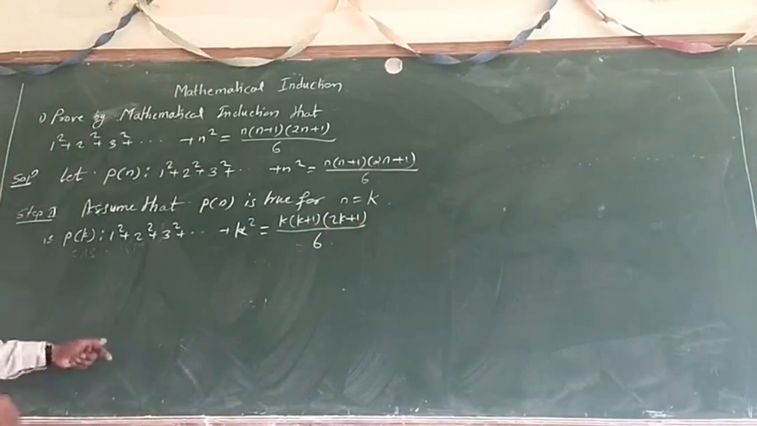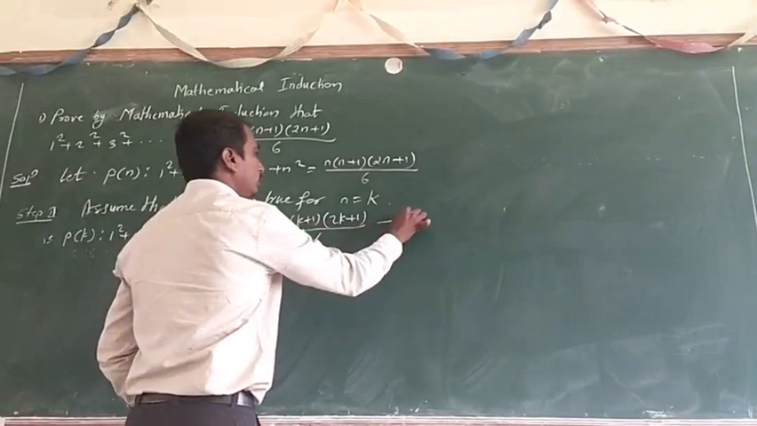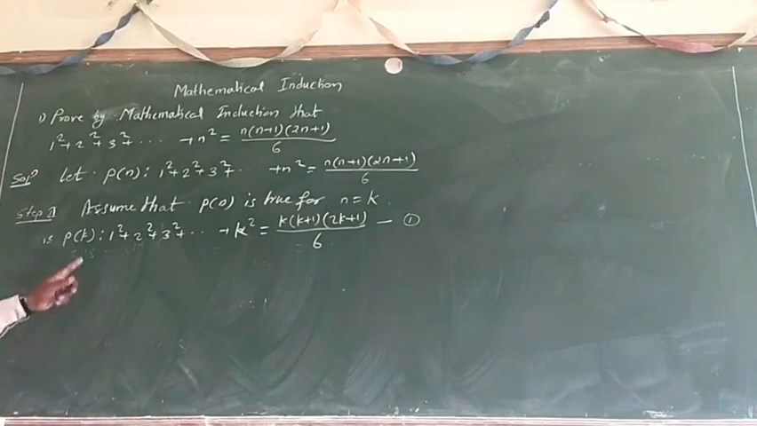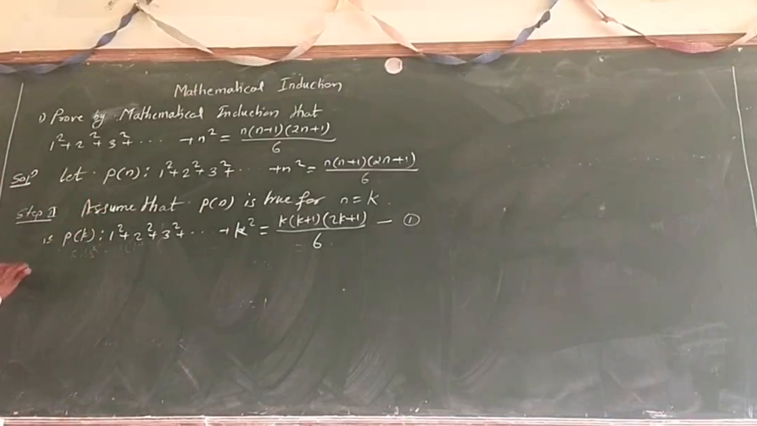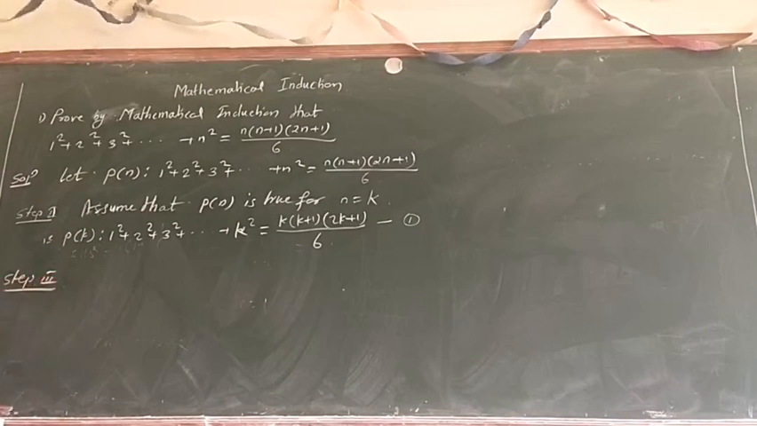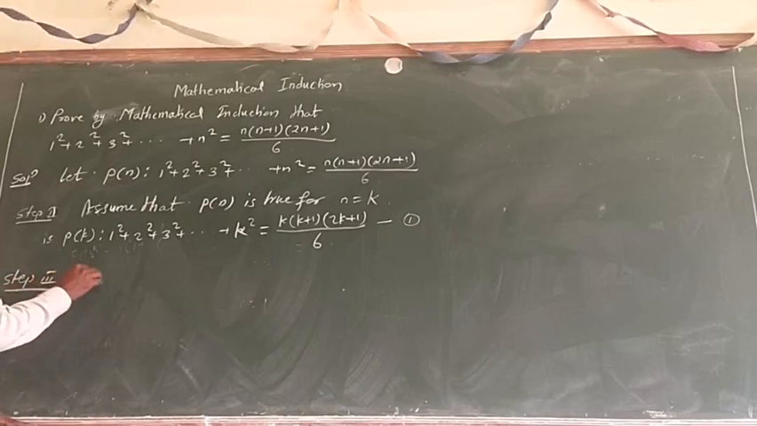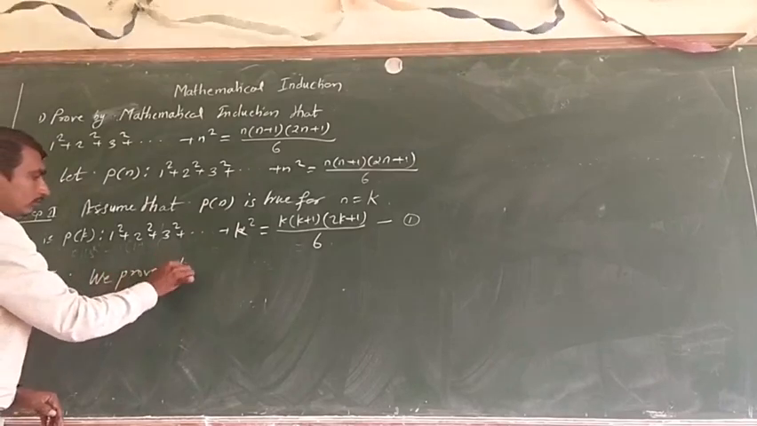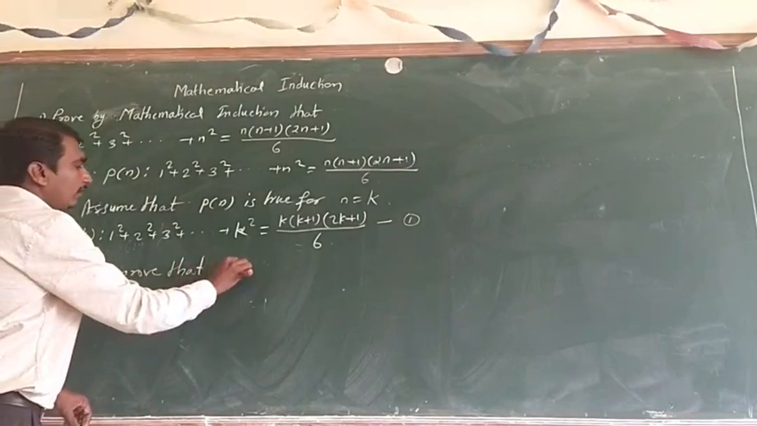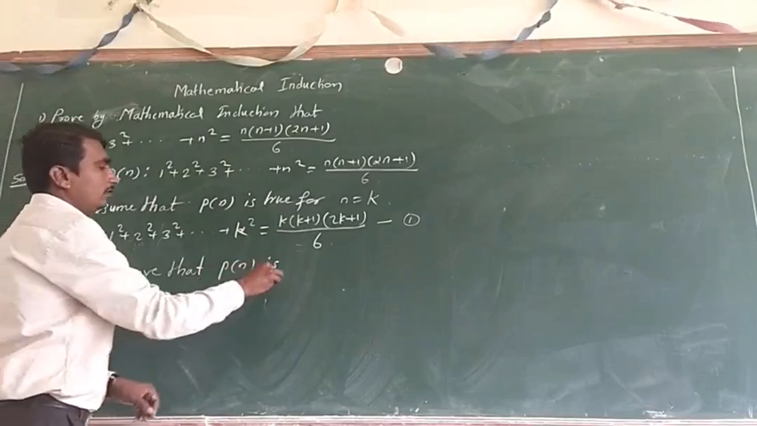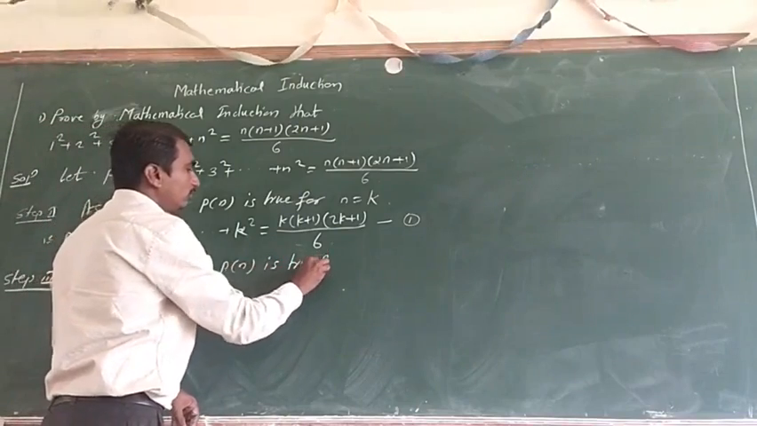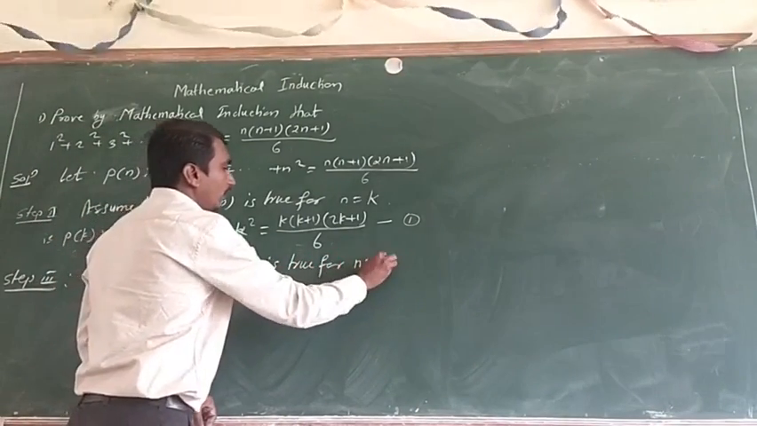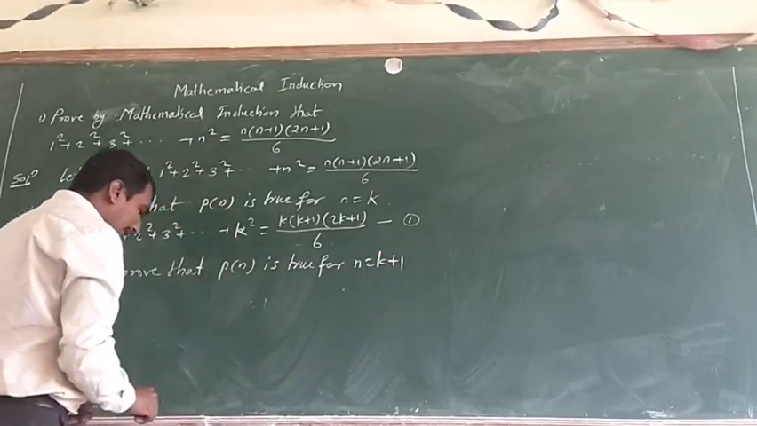We assume that this is equal to true. The given statement is true for n equal to k. Now step 3. So step 3 is we prove that P of n is true for n equal to k plus 1.